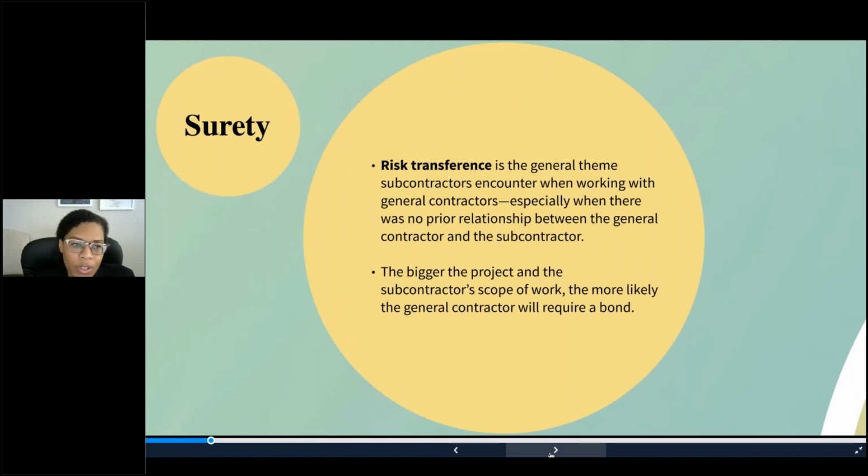So, as mentioned, risk transference is the general theme that subcontractors face when working with general contractors, especially when working with a general contractor with no prior relationship. If the project is large and the subcontractor's scope of work is very broad, it is likely that the general contractor will require that the subcontractor secure a bond. This is to protect its interest as well as the interests of the owner. And we will talk a little bit about the different types of bonds in just a bit. Next slide.